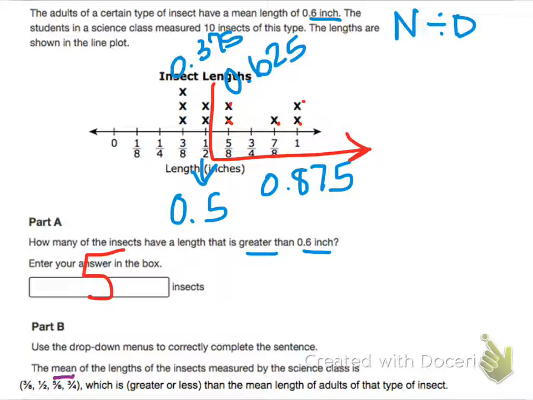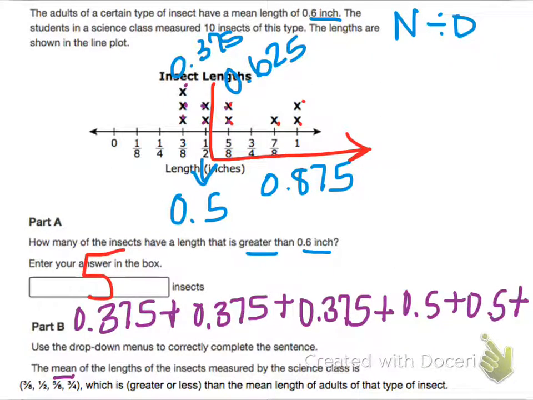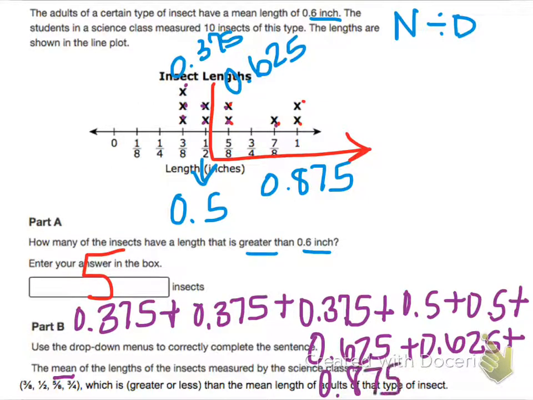So let's start with 3/8. There are 1, 2, 3 of those. I would keep this in decimal form so it's easier to use your calculator. 0.375 plus 0.375 plus 0.375 plus the 2 halves, 0.5 plus 0.5, plus the 2 5/8, 0.625 plus 0.625, plus the 1 7/8, 0.875, and then plus our 2 wholes, 1 plus 1.